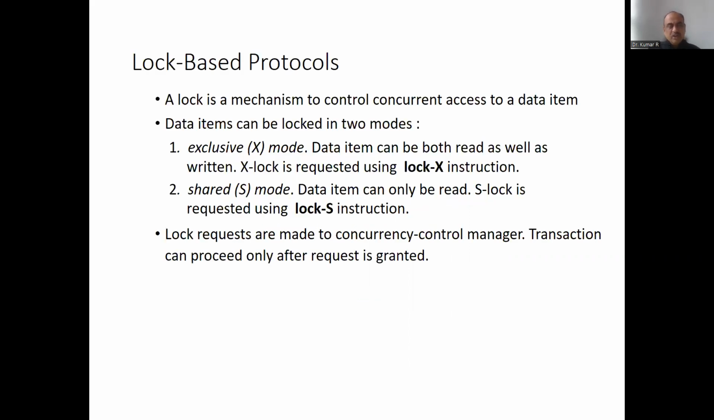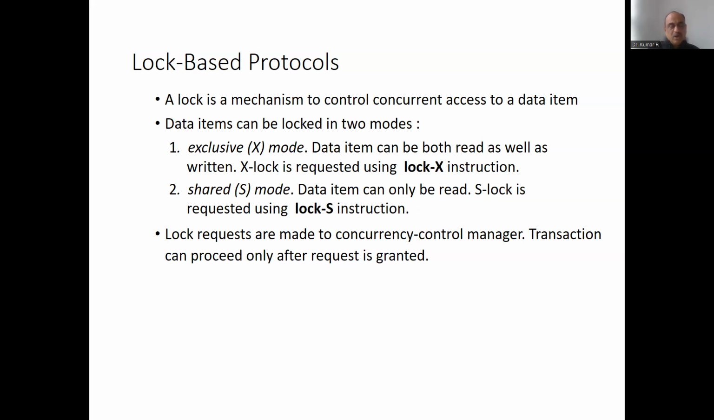As a revision for the lock-based protocols, a lock is a mechanism to control concurrent access to a data item. There are two types of lock. One is called an exclusive lock, another is called a shared lock, where an exclusive lock is mainly used for read and write operations, and a shared lock is used only for read operations. As informed in the previous video, we can have multiple shared locks at the same time, but an exclusive lock can be given to only one transaction at a particular time.